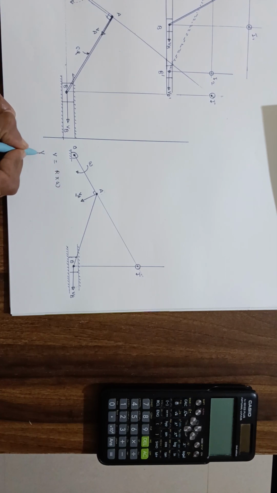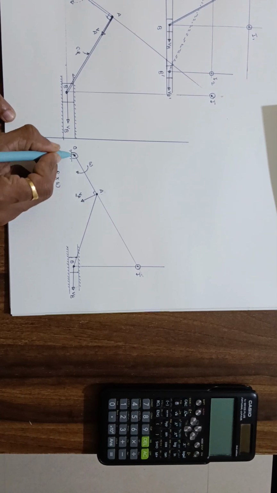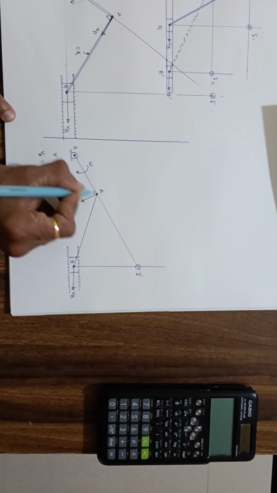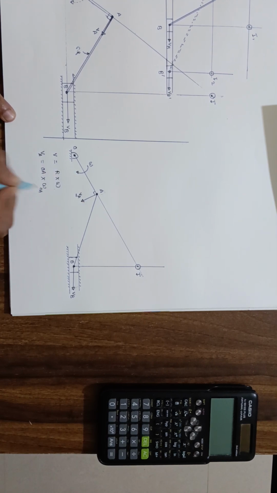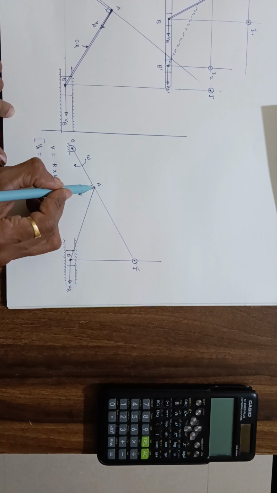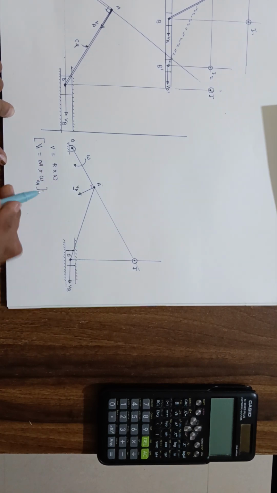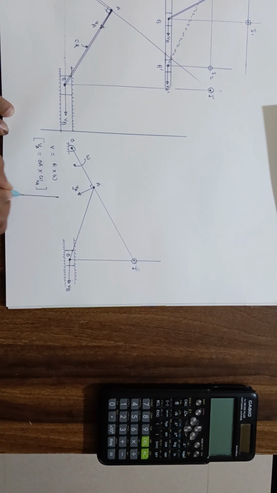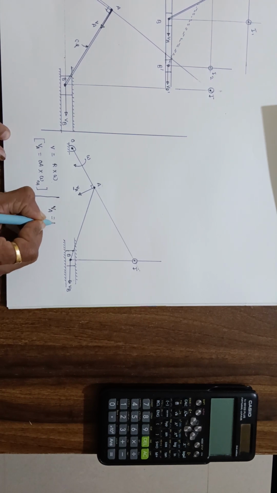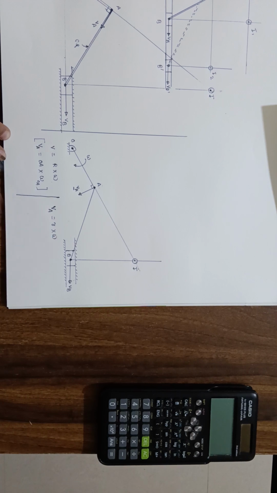So we can write VA is equal to R, the distance OA, into the angular velocity of the crank OA, so it is omega OA. Okay, so this is the first equation. The second equation we can write by considering this triangle. So VA is equal to R into omega.